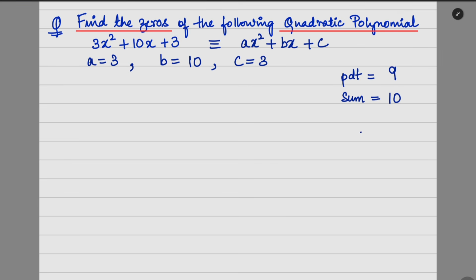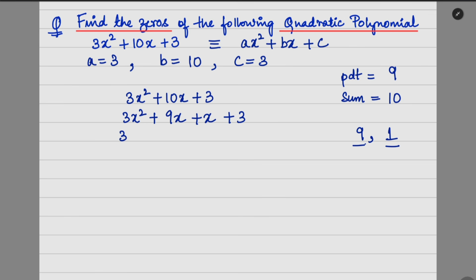Now this is very easy. The numbers are just 9 and 1. 9 into 1 is 9. 9 plus 1 is 10. So these are the two numbers. Always validate it. And for the given question, that is 3x square plus 10x plus 3, I am going to do the middle term splitting. So 3x square, instead of 10x, I am going to write it as 9x plus x. Okay, 9x plus x plus 3.